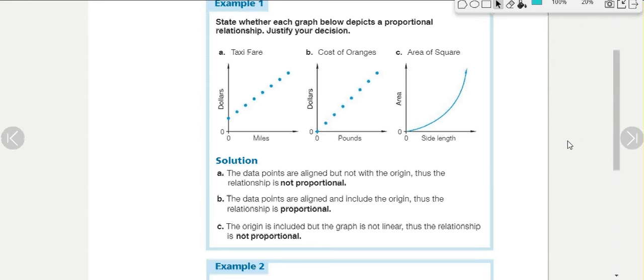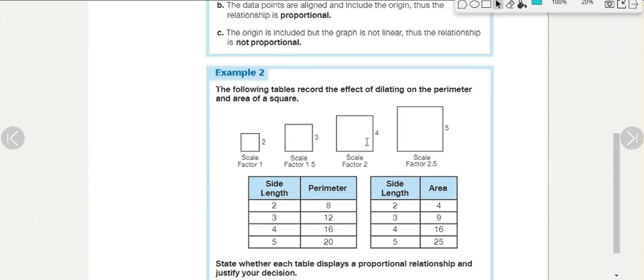Maybe when you buy 3 pounds, it's $6, but when you buy 6 pounds, it's $12. Actually, that was correct. If you buy 3 pounds and it's $6, and you buy 6 pounds, it's not like $20, right? It stays proportional, whether it's by 2 or by 4. And area, you will find, will not be proportional either, at least not of a square, because there's an exponent there, s squared. So what ends up happening is you get a curved line. It's not linear, not proportional. It does go through the origin, though.